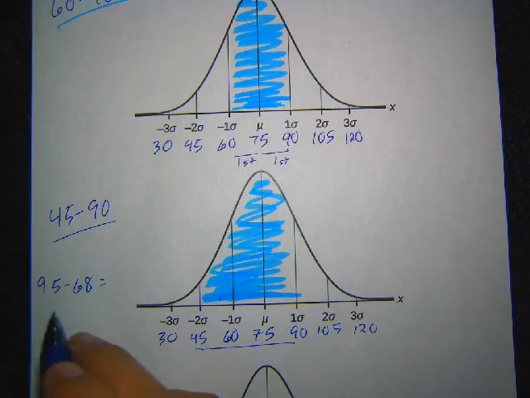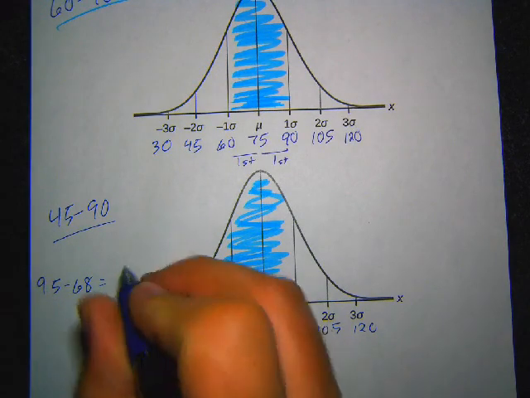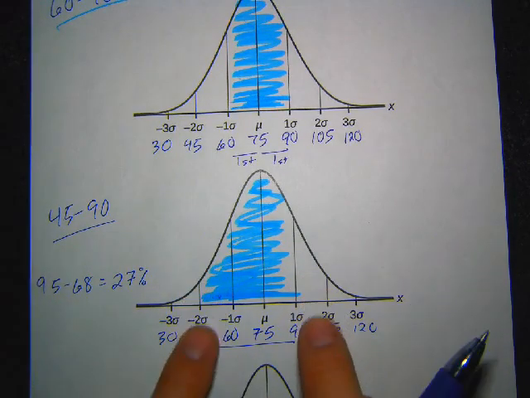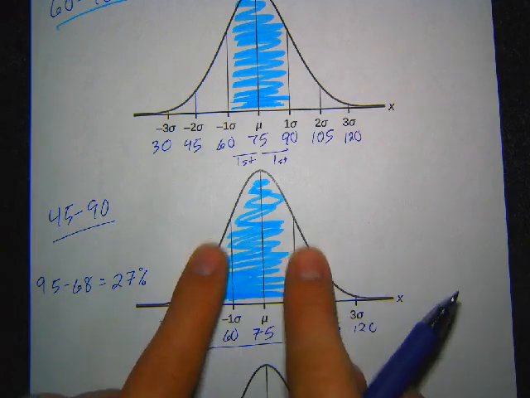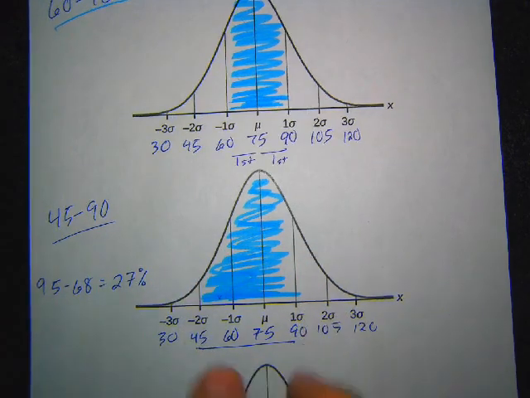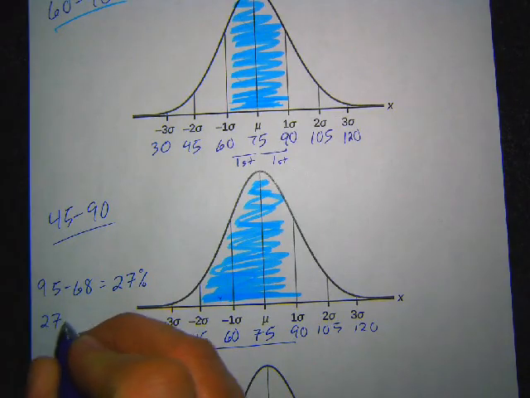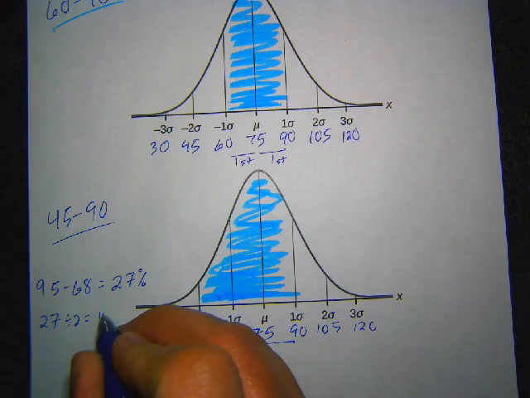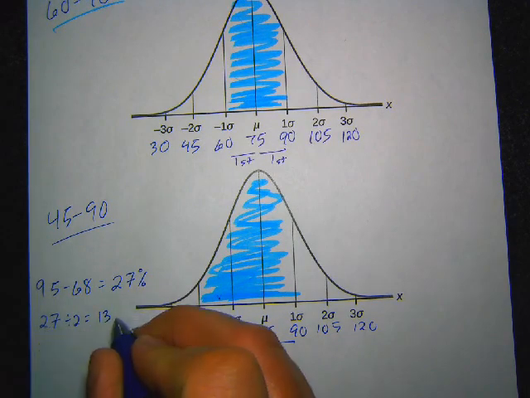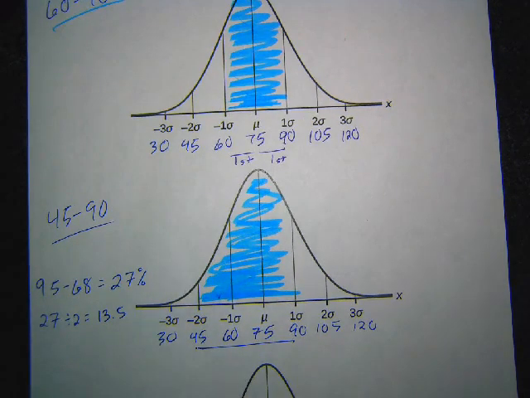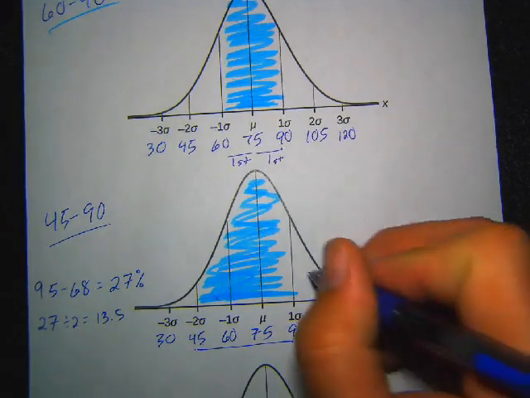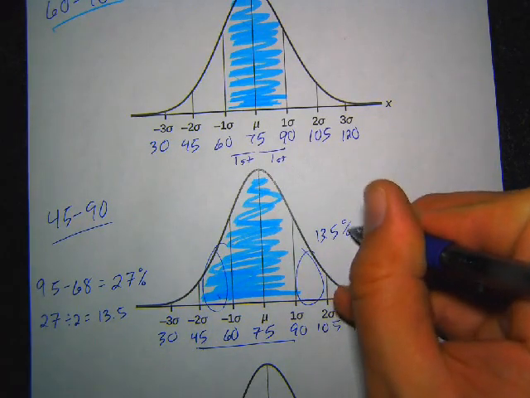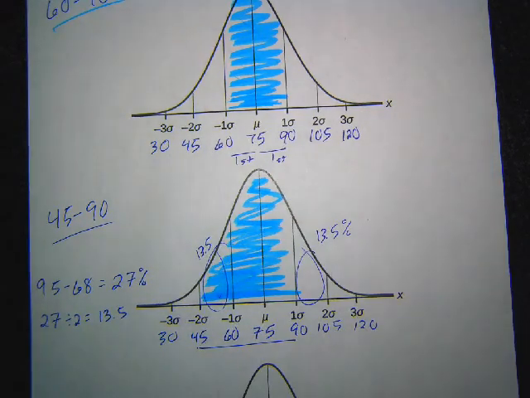95 minus 68 gives me, what, 27? That's 27%. So 27% of data is in these two pieces. But because this is symmetric, these two pieces are the same size. So I can take that 27 and cut it in half. I'm going to take 27, divide by 2, and that's going to tell me how big these pieces are. So 27 divided by 2, I get 13.5. So that tells me that this region here, or this region here, either one of those is 13.5%.